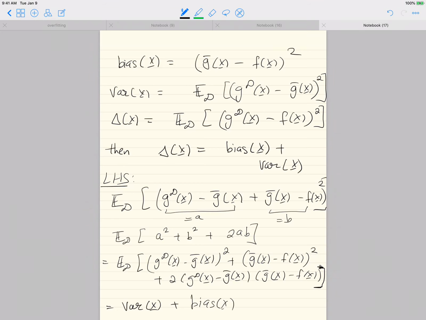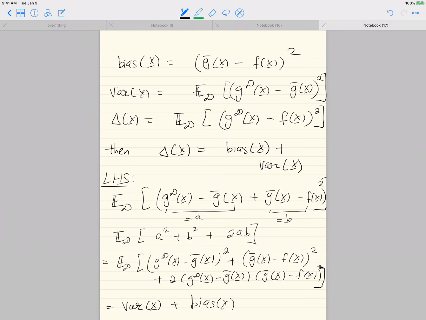How would you simplify the last term? You have 2 times GD of X minus G bar of X, times G bar of X minus F of X, and you want to take the expectation with respect to D. How would you simplify that? The last term is the bias. Well, the square is the bias, technically. But what can you say about this term?